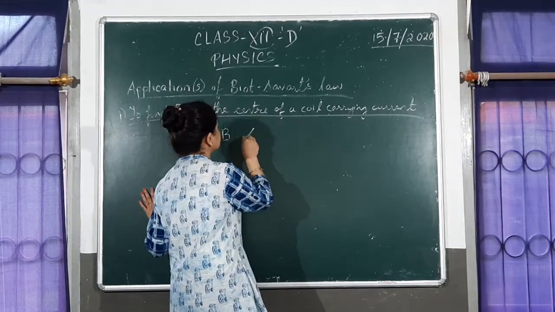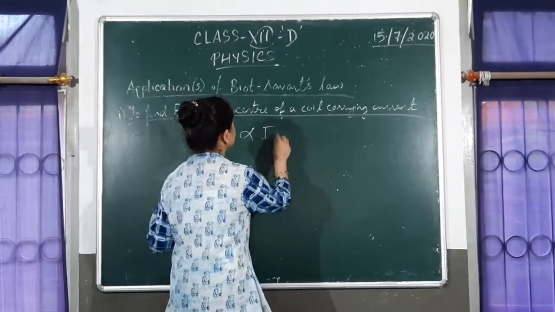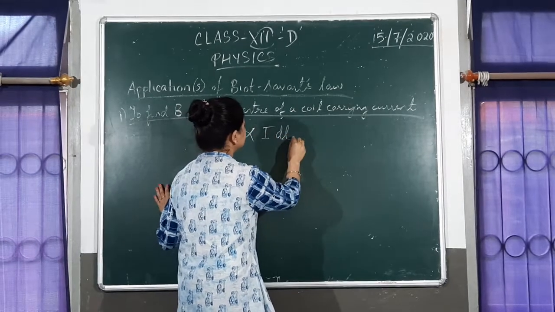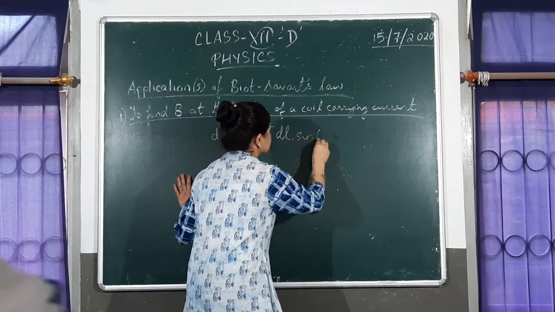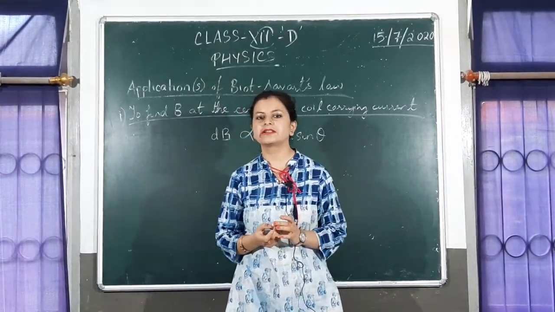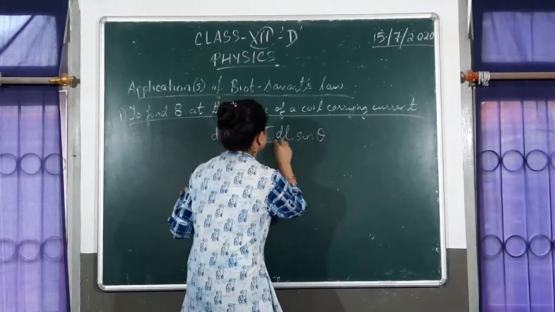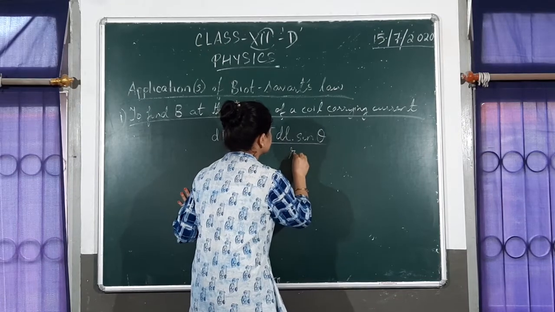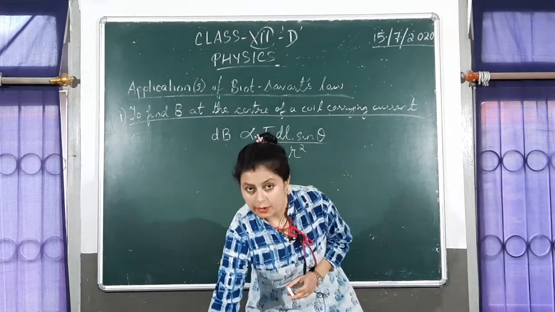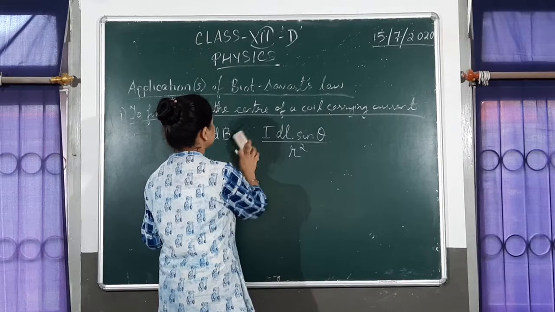The four factors were the current flowing through the current carrying conductor, the length of the current element, that is dl, and the sine of the angle between the current element and the vector joining the current element and the point where you are finding the value of B, and inversely proportional to the square of the distance between the current element and the point P. Yes, if you remember, we had done this in the last class.